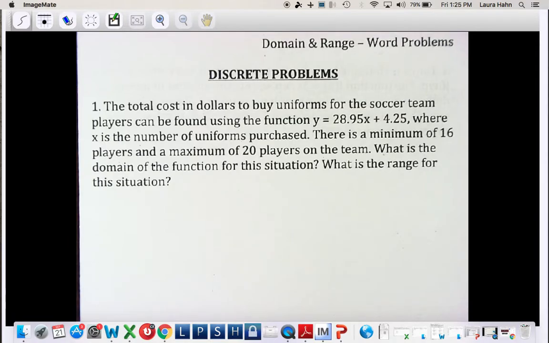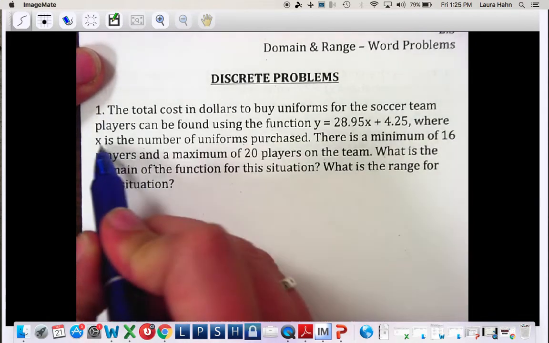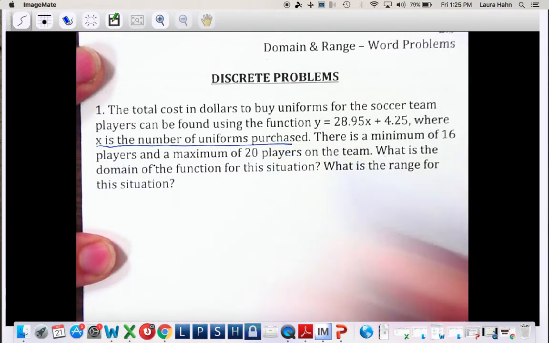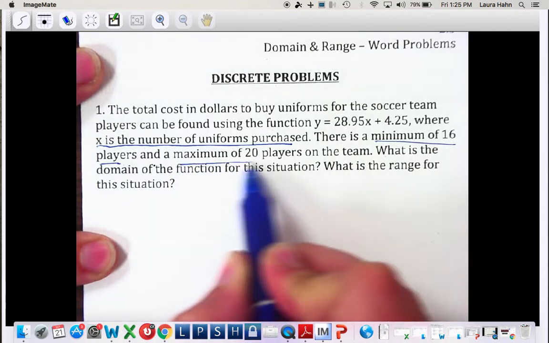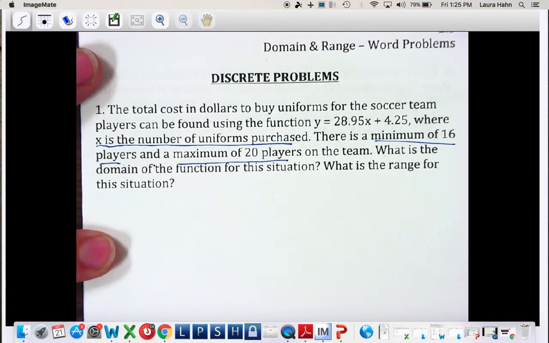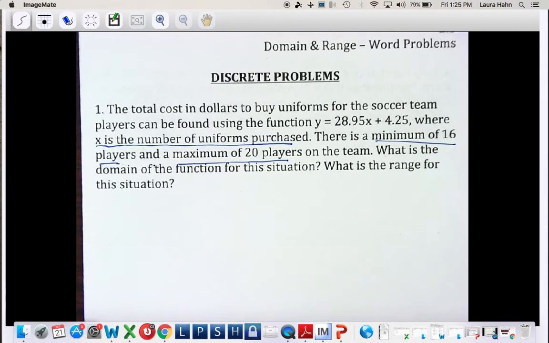Okay. All right, so now we're going to do domain and range, but instead of off of a graph or something like that, we're going to do real life word problems. Okay, so the total cost in dollars to buy uniforms for the soccer team players can be found using the function, and it gives me the equation, where X is the number of uniforms purchased, so that's important. There is a minimum of 16 players and a maximum of 20. What is the domain of the function and what is the range?